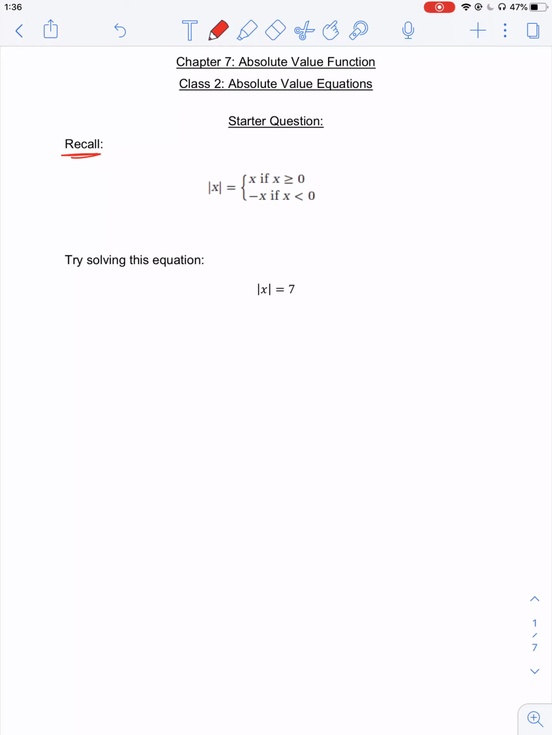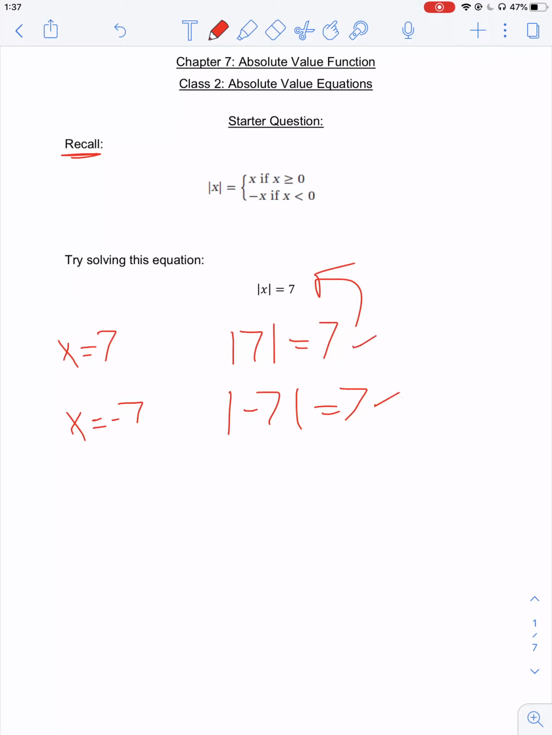Some of you might say that if x is equal to 7, then this equation will be true, because the absolute value of 7, because it's already positive, remains 7, which is what we have up here. So that is one of your solutions. But just like a quadratic function, this actually has another solution. Some of you might have guessed it: what if x is equal to minus 7? If x is equal to minus 7, then the absolute value of x will be the absolute value of minus 7, which also gives you 7. So both of them work out.